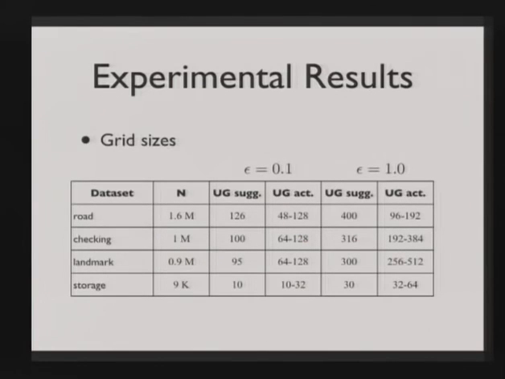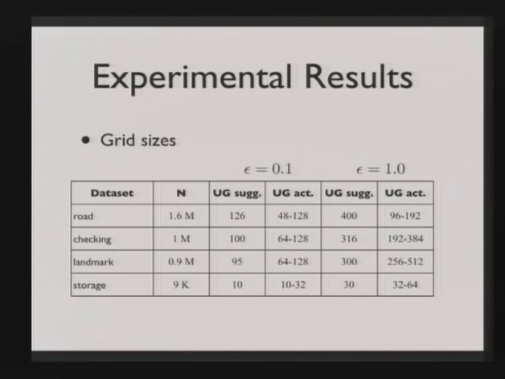So let me start with our analysis for the uniform grid approach, and let's see how well our approximations for the grid size performed. Here I'm going to present the values for two values of epsilon, 0.1 and 1.0. 0.1 gives you better privacy guarantees. UG suggested is what our analysis suggested, and UG actual is what our experiment suggested that we use. I'm presenting UG actual as a range because between those, it doesn't really matter which precise one you choose.